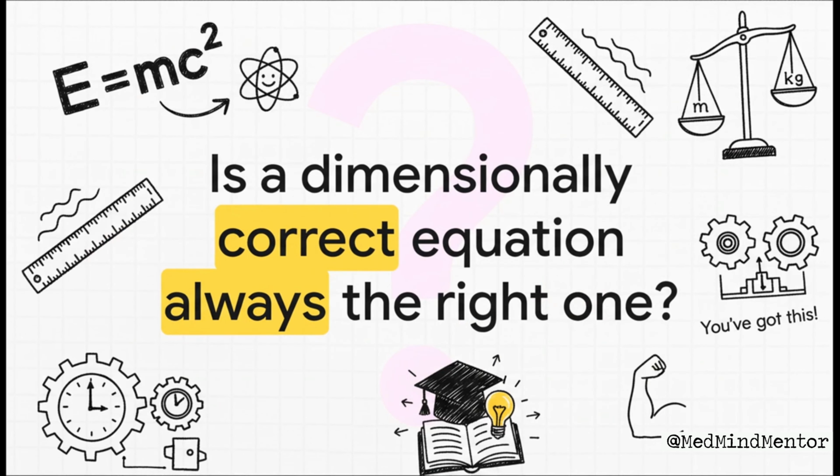So I'll leave you with this one last thing to think about, which really ties everything together. If an equation is dimensionally correct, does that 100% guarantee it's the right formula? Remember what we said about the limitations? Keep this amazing principle in your back pocket. Use it as a quick check. Use it to knock out wrong answers.